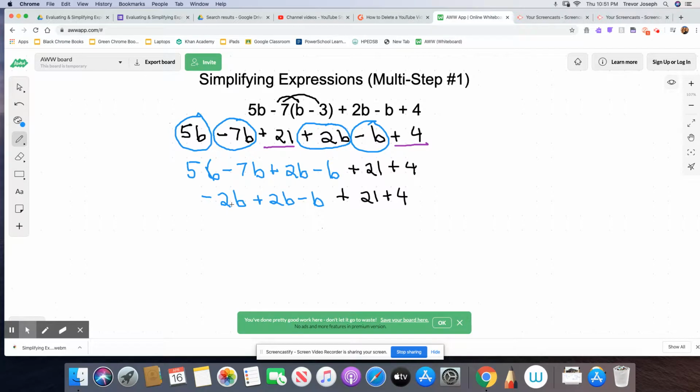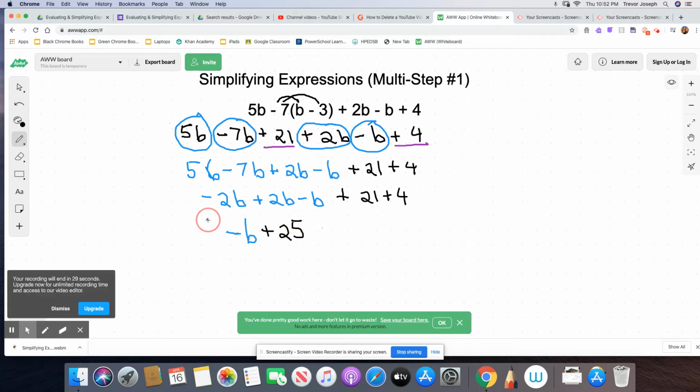What is -2b plus 2b? Well, what's -2 plus 2? It's 0. Those are going to cancel out. What I'm left with is just -b. And if we take a look, the rest, our constants, seems pretty straightforward. 21 plus 4, that's going to give me 25. This here is our answer. This is this expression simplified, and hopefully that makes a little bit more sense.